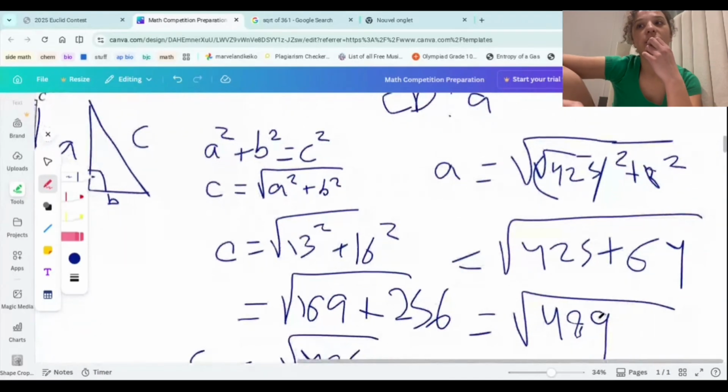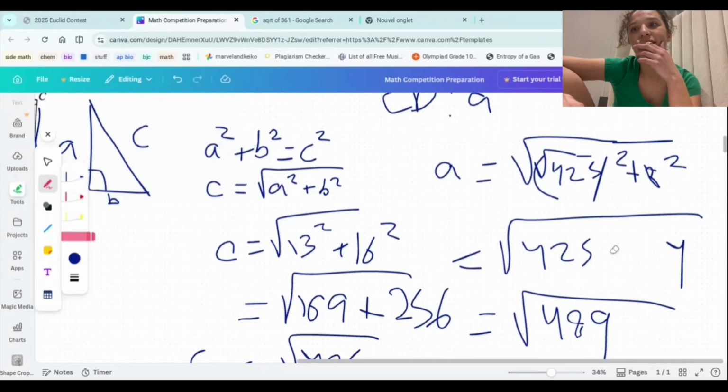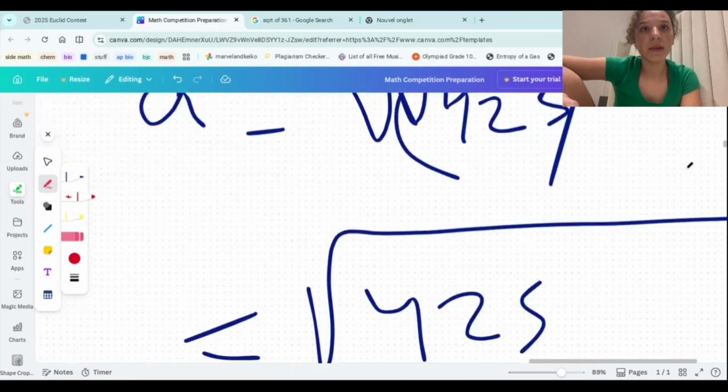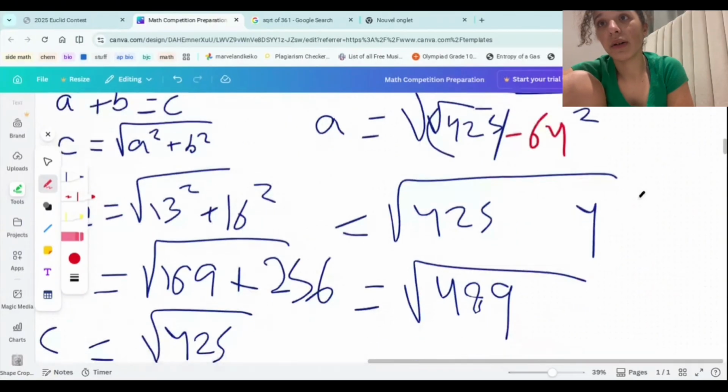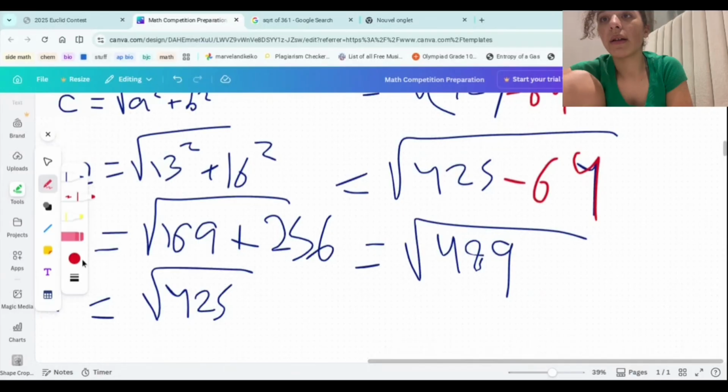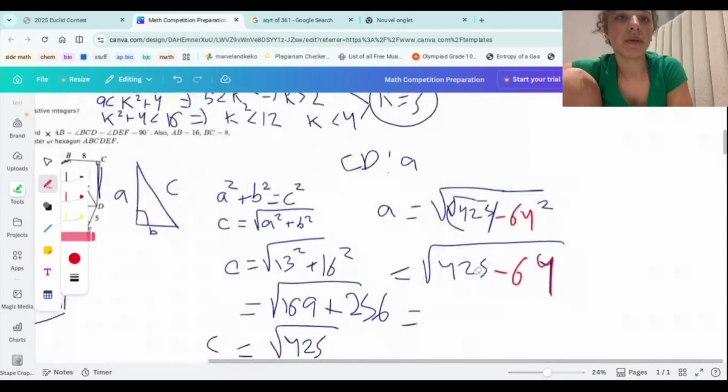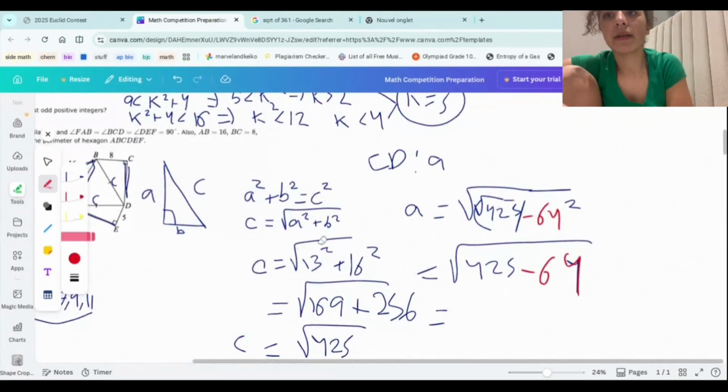Because that's not really a nice value. Oh, of course. It's not adding, sorry. Hypotenuse minus your side, right? Not plus. Okay, I mean, minus 64. And minus 64, right? So that's not 489. And you guys understand why it's minus, not plus.